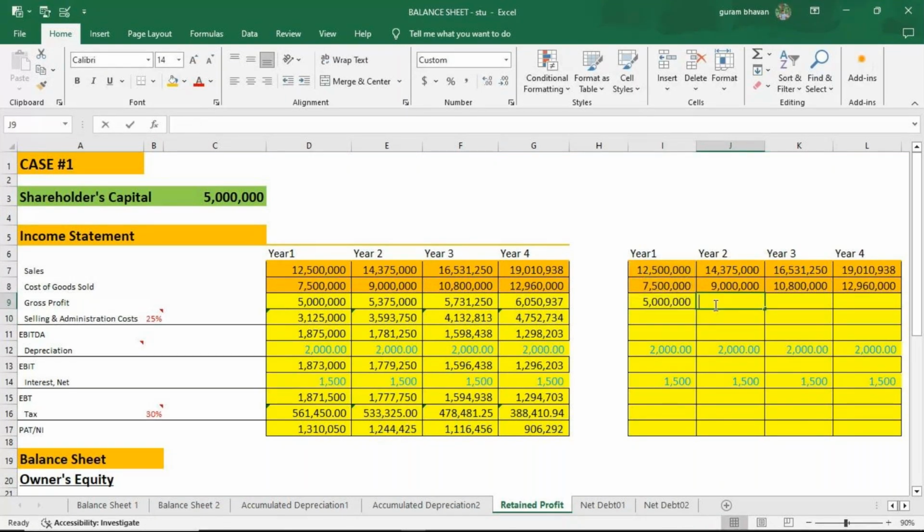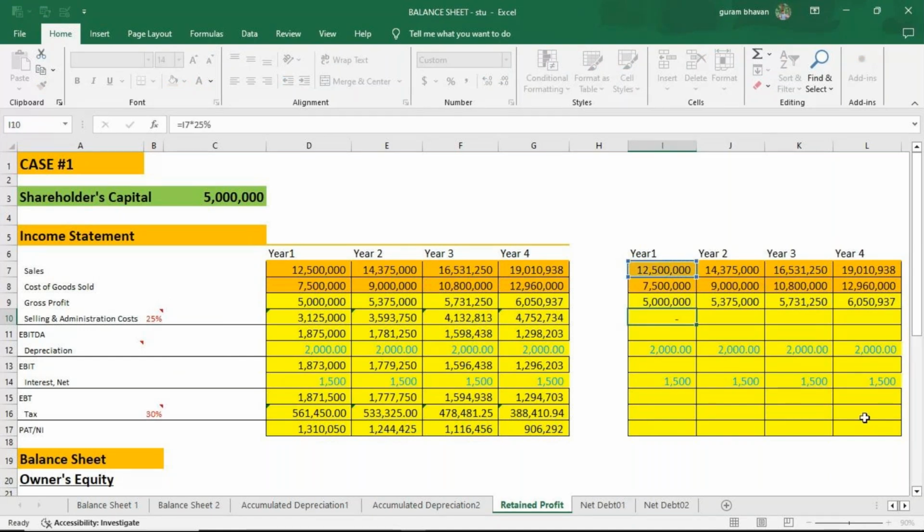Next year I'm going to take the value. So first year I have taken it and I'm going to drag. Next thing is selling and administration cost. They are telling 25% on the revenue for that year. Whatever revenue has happened, on that I have to pay 25% selling and administration cost. So equals the first year revenue into 25%. I'll come here and apply the fill handle.